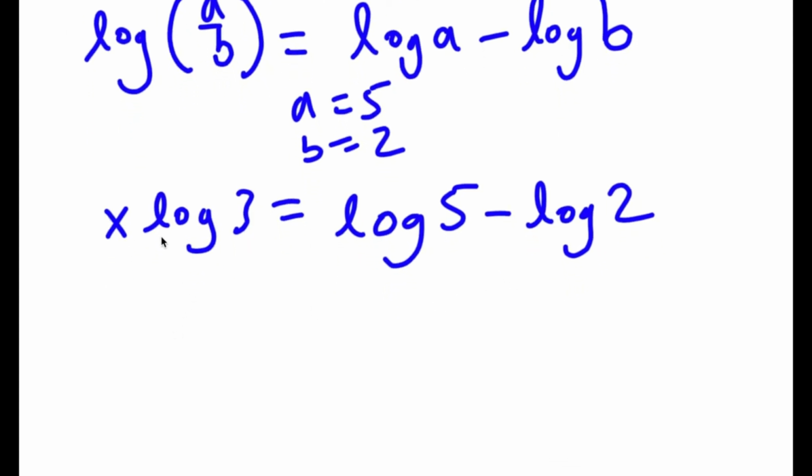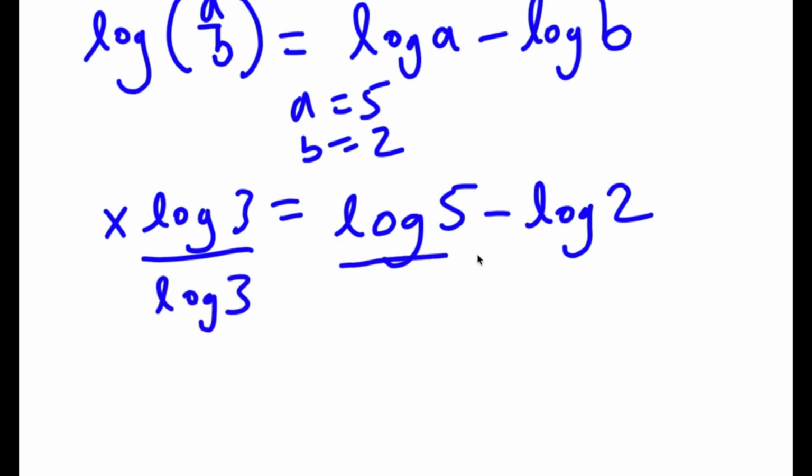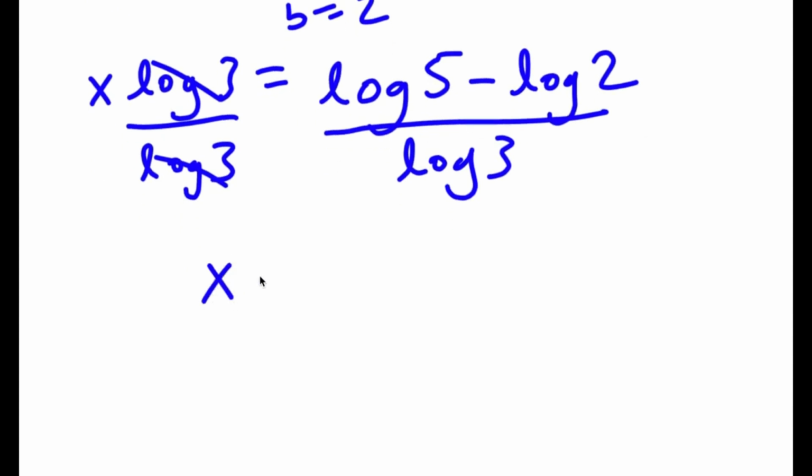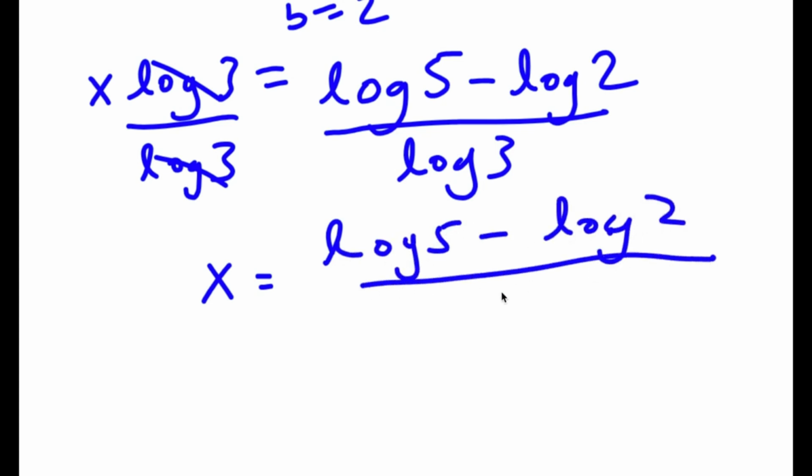So now what I'm going to do is divide both sides by log 3. So then these two cancel out, and I would be left with x is equal to log 5 minus log 2 over log 3.